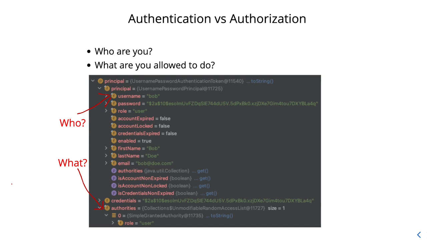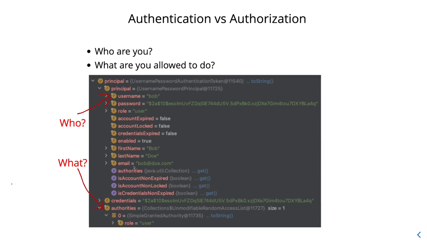Which brings me to the next topic, the distinction between authentication and authorization. To make it more specific, I've pasted a snippet from my IDE where I was debugging the authentication step. As you can see, the user has logged in with his username and password. Authentication then answers the question, who are you? In this case, I know that the username is Bob and that the real name is Bob Doe, and the user is also identified by his email address.